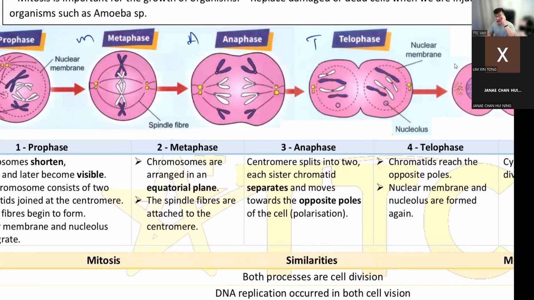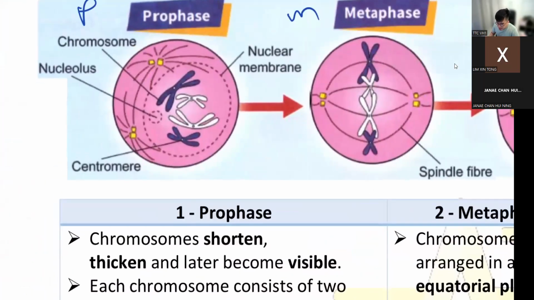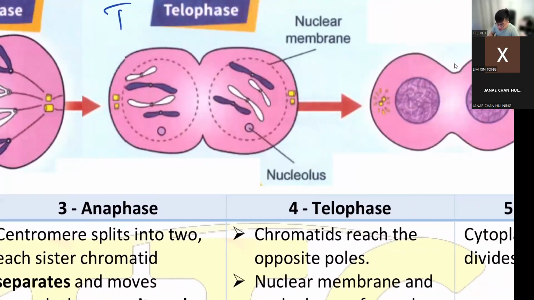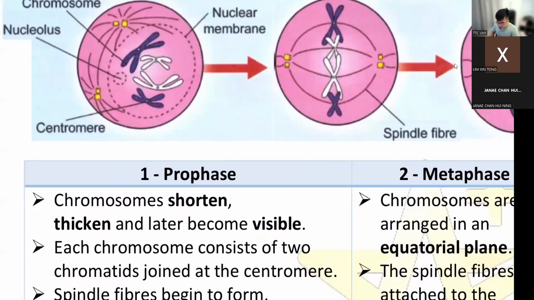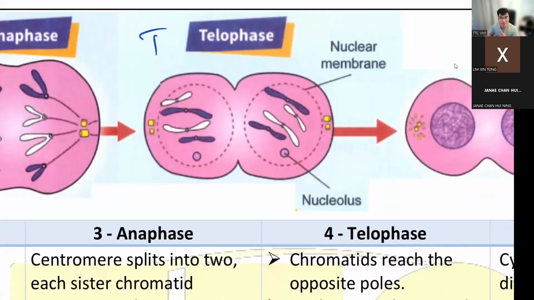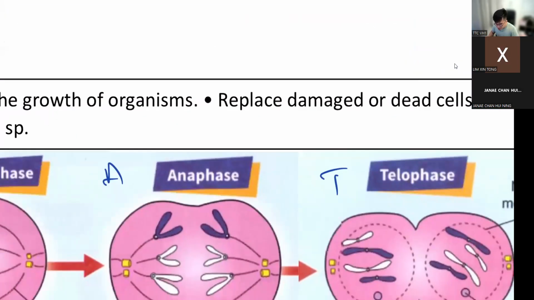Before I move on, I want you to take note of something. In prophase, I start with 4 chromosomes. Can you see? I have 2 purple and 2 white. At the end here, I have 2 cells now. Each cell has 2 purple and 2 white, 4 each. That means I go from 1 cell and create 2 same cells. This is very important for growth.